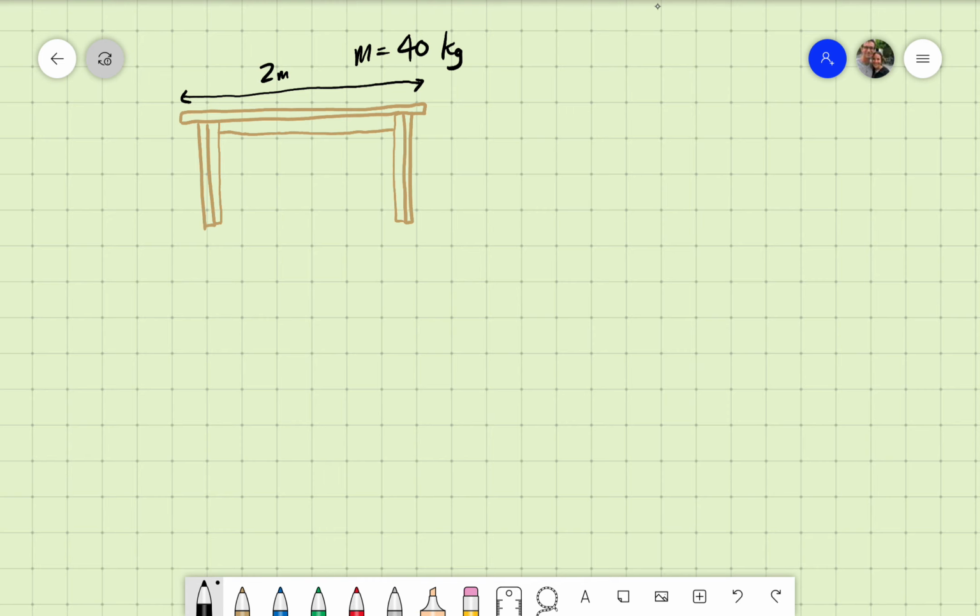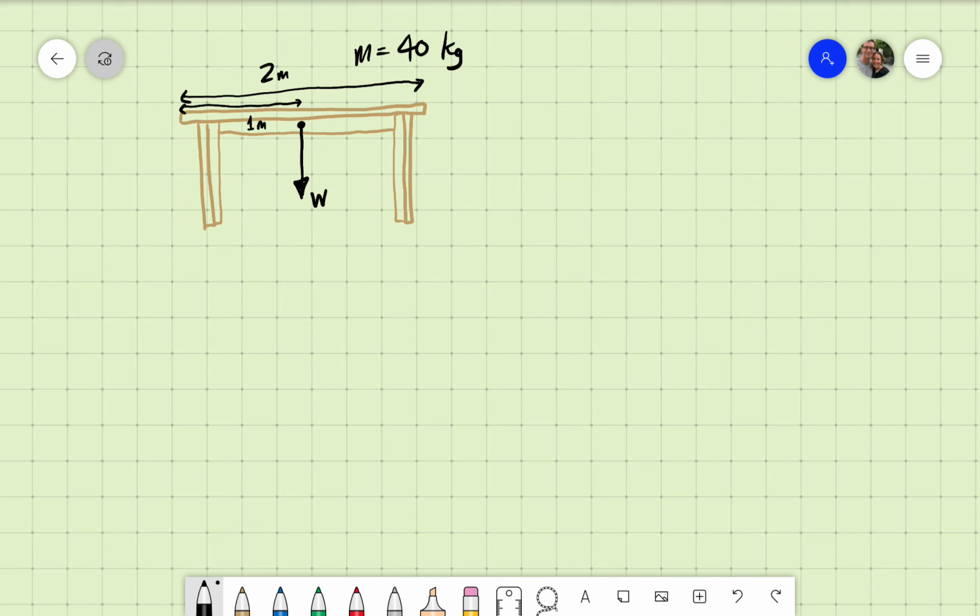First of all, there is a weight force. Now, because my table is symmetric, that is going to be right there in the middle. In fact, we could say 1 meter. I could even show that. Maybe I will. 1 meter in from the end.